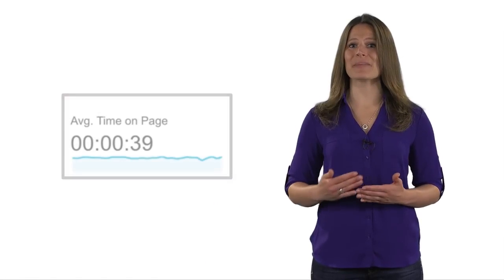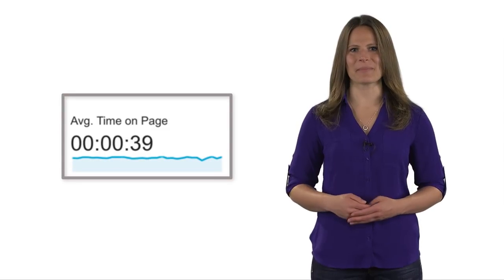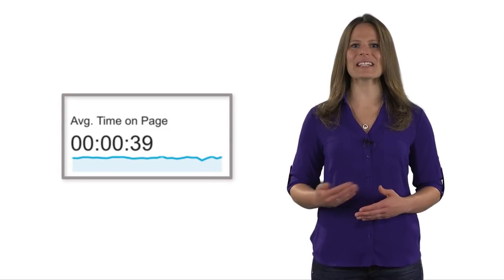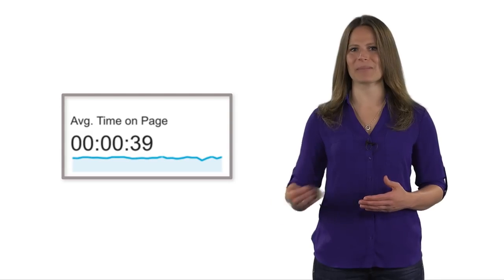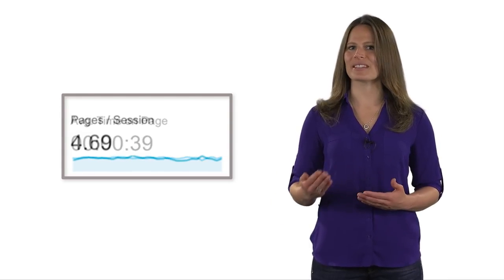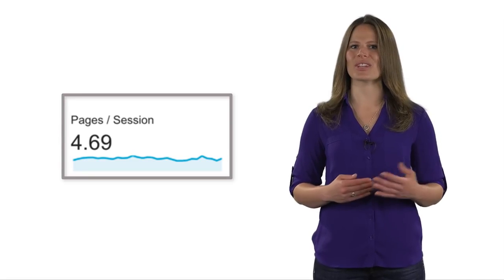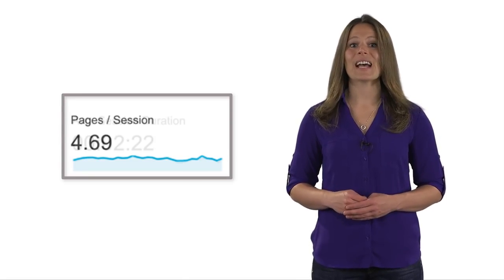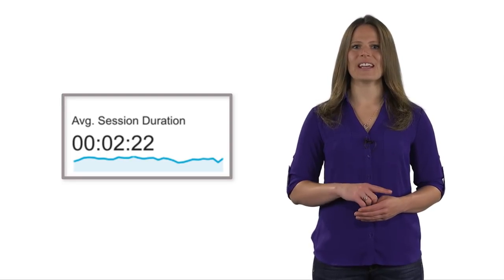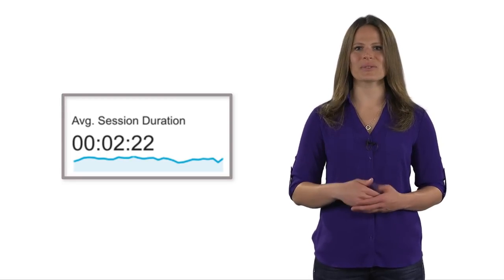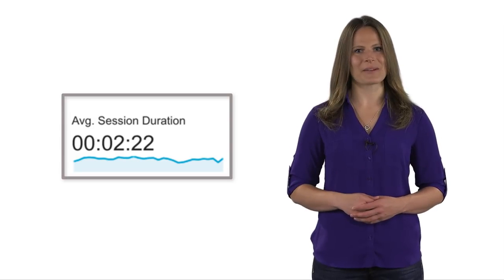Analytics can derive the time on page by taking a timestamp of a page view hit and subtracting that from the timestamp of the next page view hit. Pages per session is simply the average of how many unique page view hits the user generated during their session. Average session duration is the average time spent from the first hit until the last hit before a user leaves the site or the session times out.